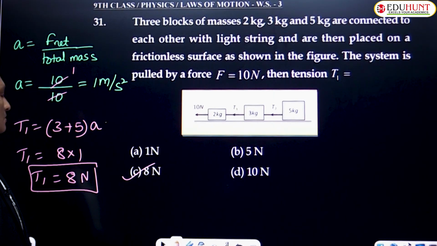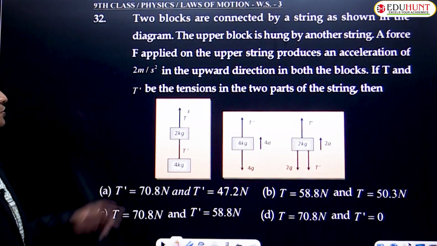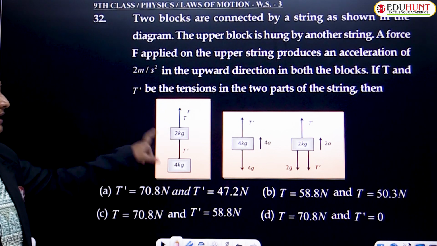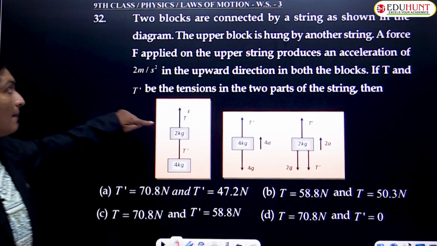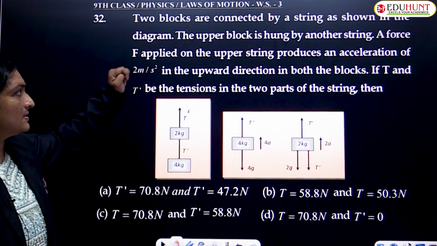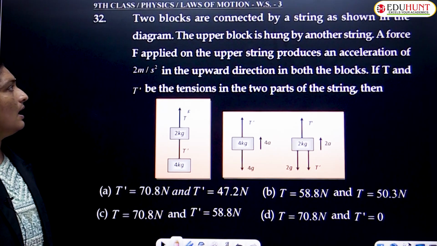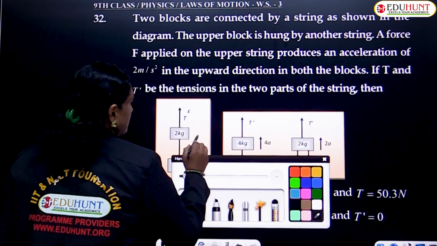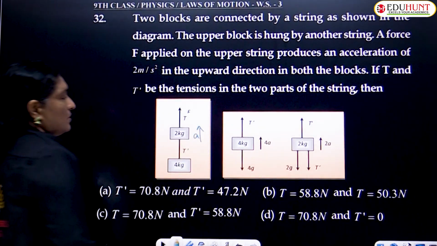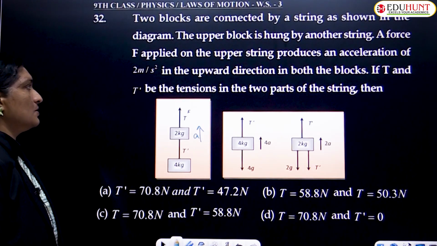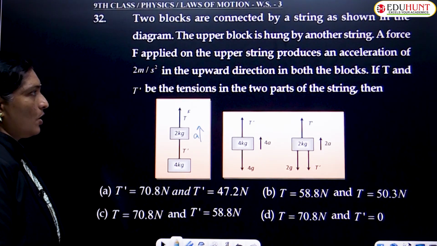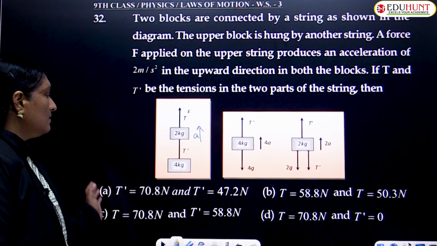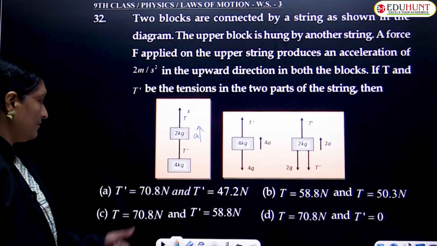Well, moving to the next question, children. Question number 32. Two blocks are connected by strings, as shown in the diagram. The upper block is hung by another string. A force F applied on the upper string produces an acceleration of 2 meter per second square in the upward direction in both the blocks. If T and T dash are the tensions in the two parts of the string, you are asked to find the value of the tensions.